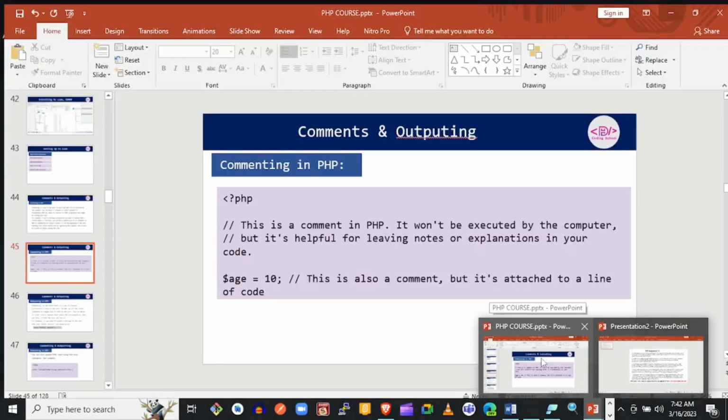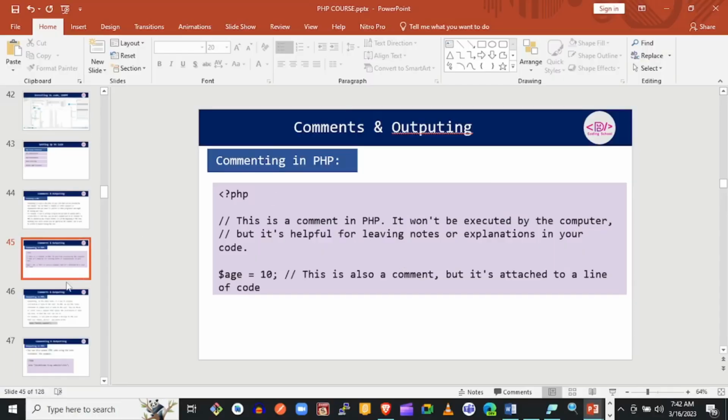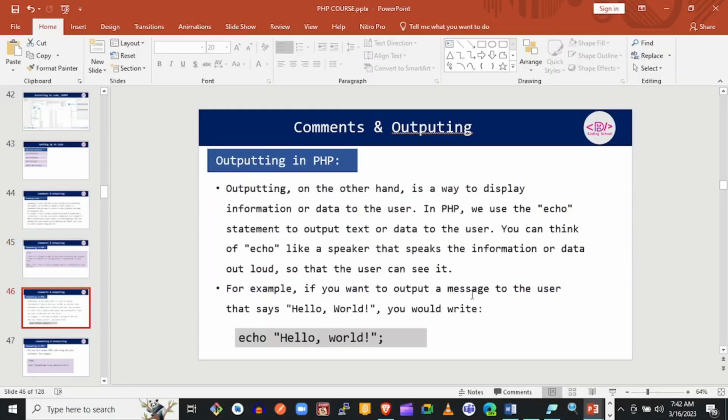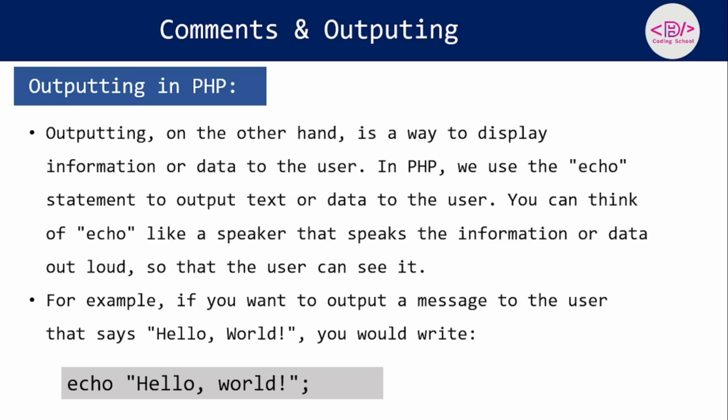Let's move on to the next concept. So the next concept is outputting. So what is outputting? Outputting is a way to display information or data to the user. Assuming you have some data in your code, how do we show that data to the user?